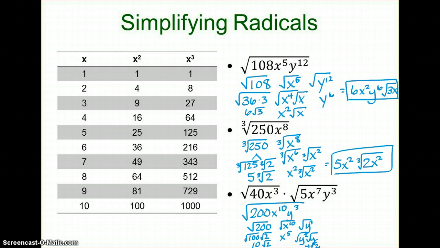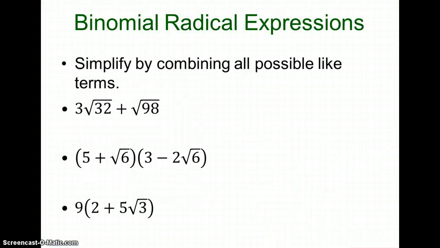I can get a y squared and a y, and when I square root y squared, I just get y square root y. So when I'm all finished, on the outside of my radical is a 10, an x to the 5th, and a y. And then inside my radical, I still have left a 2 and a single y, like this. Okay? All right, let's move on to binomial radical expressions.